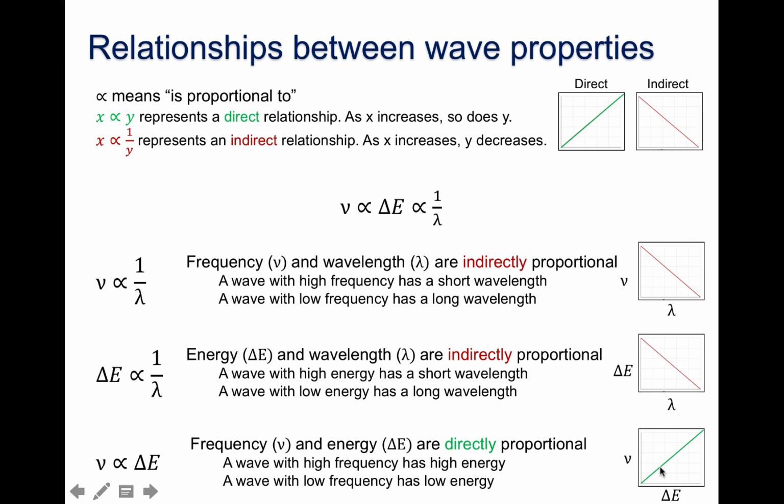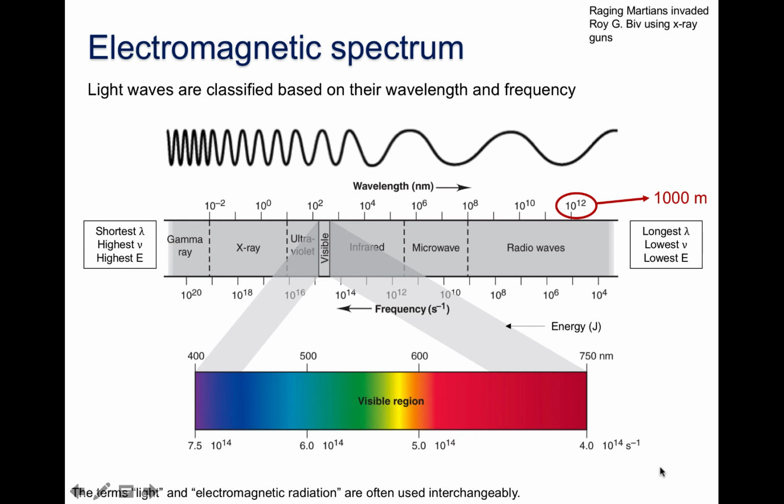And so that brings us to the electromagnetic spectrum. Light is classified based on the wavelength of the waves, and then the frequency and the energy can be inferred if you know the wavelength because you know the relationships between those. And so we have several different types of light, including gamma rays, X-rays, ultraviolet rays, visible rays, which include the colors Roy G. Biv, infrared waves, microwaves, and radio waves.